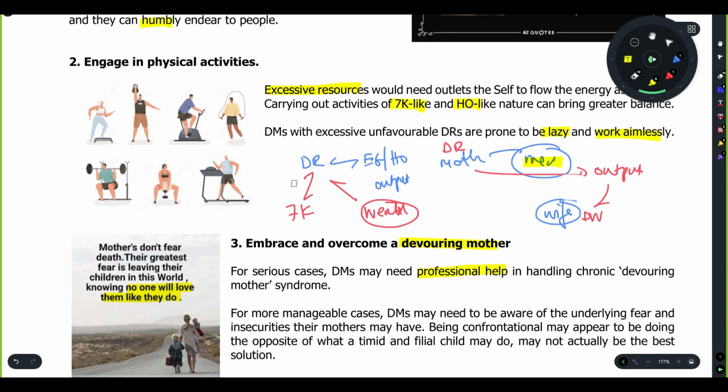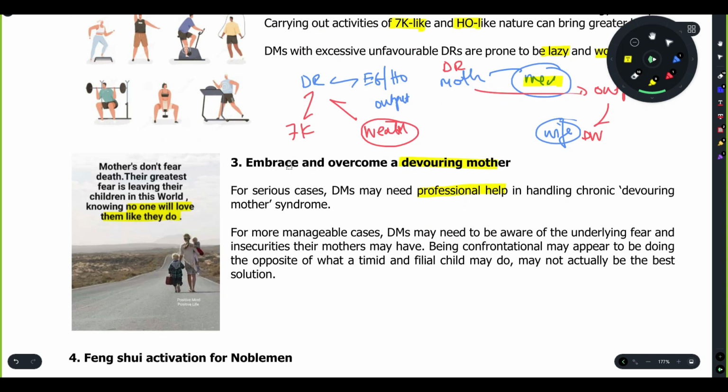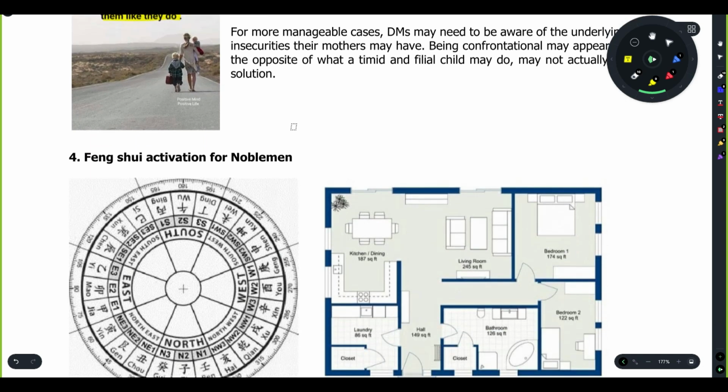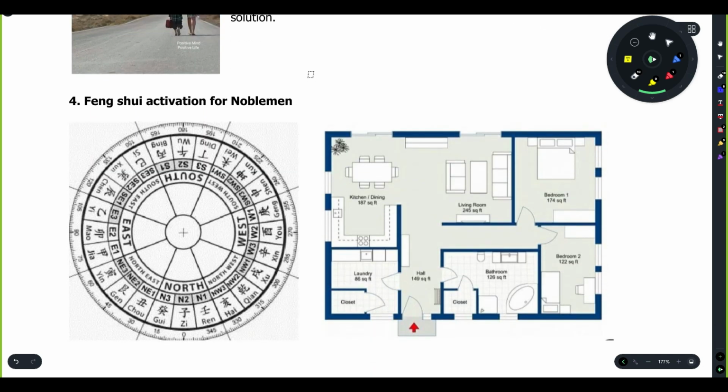But anyway, that would be just looking. Last but not least, the direct resource represents the nobleman. Direct resource represents the one that Feng Shui activation can be used for. Now, the thing about Feng Shui activation is like calling for the wind. Calling for the wind. Feng Shui, calling for the wind.